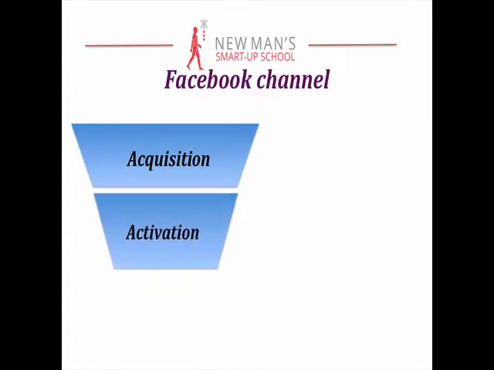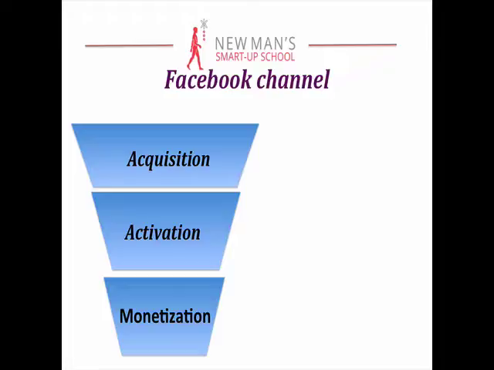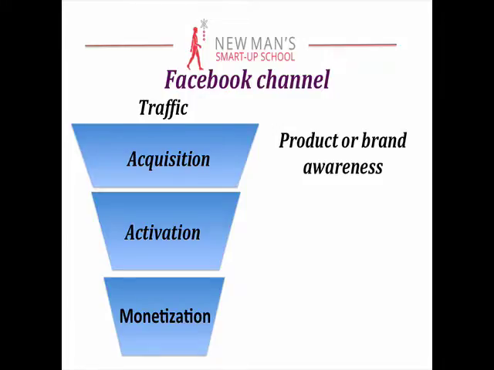On Facebook, this looks like this. So we have three positions: acquisition, activation, and monetization. What we do is we send the traffic using Google advertising to the acquisition part of our lead generation and capture system. That means we are creating product or brand awareness using different graphics, pictures, blogs, and so on.